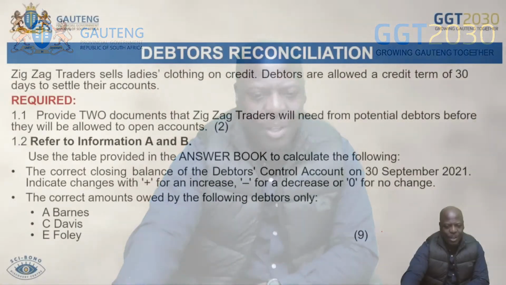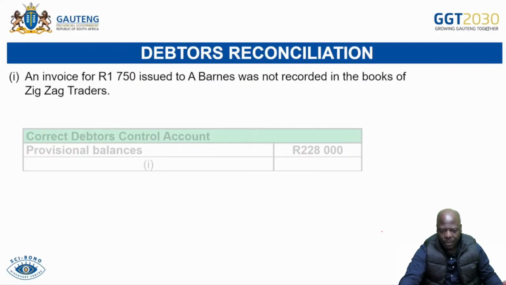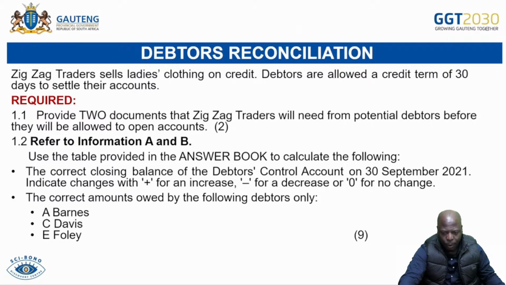Okay, so to kick things off, we're going to do a debtors reconciliation question, and the question says Zigzag Traders sells ladies clothing on credit. Debtors are allowed a credit term of 30 days to settle their accounts. Provide 2 documents that Zigzag Traders will need from potential debtors before they'll be allowed to open accounts. I think this is a question that we can answer much quicker, of the documents that are required before we can allow our debtors to open accounts.